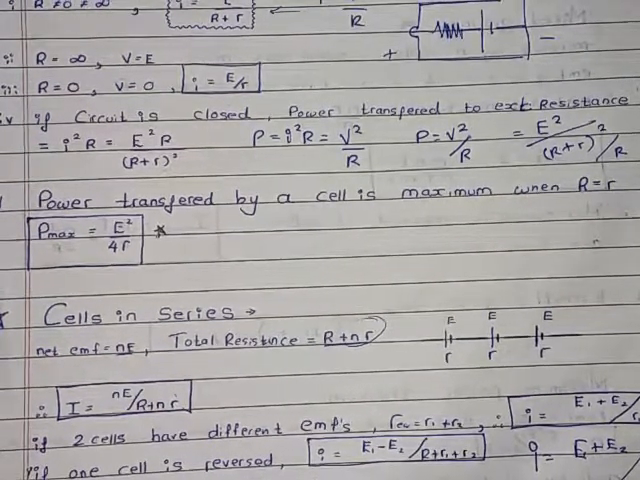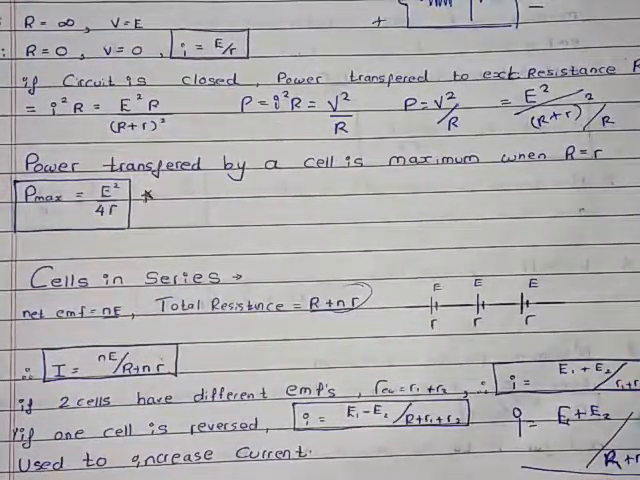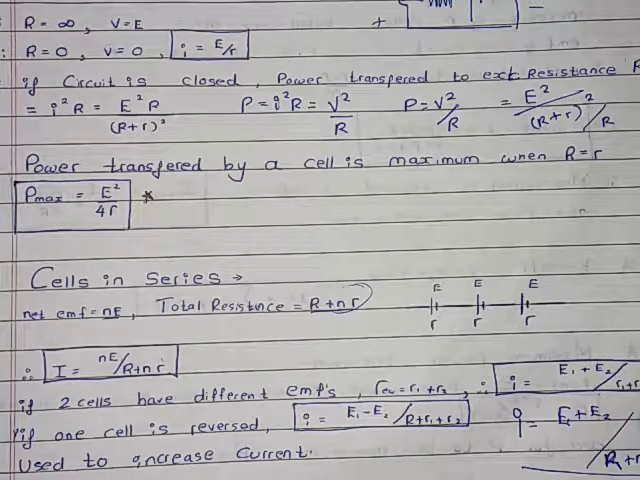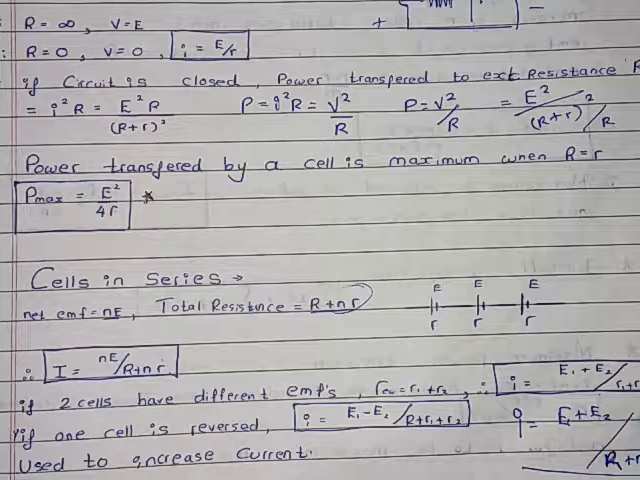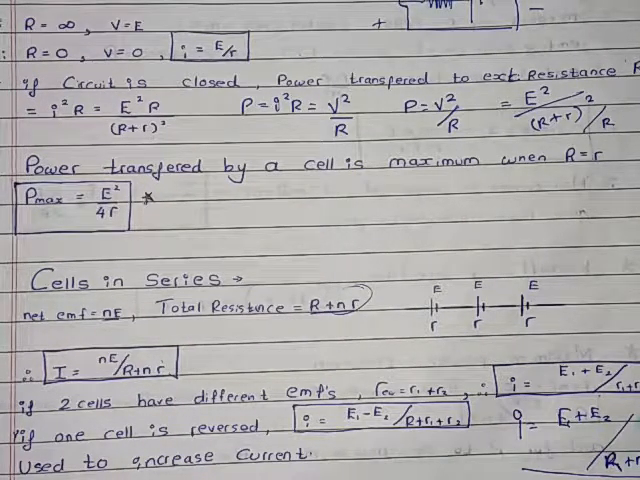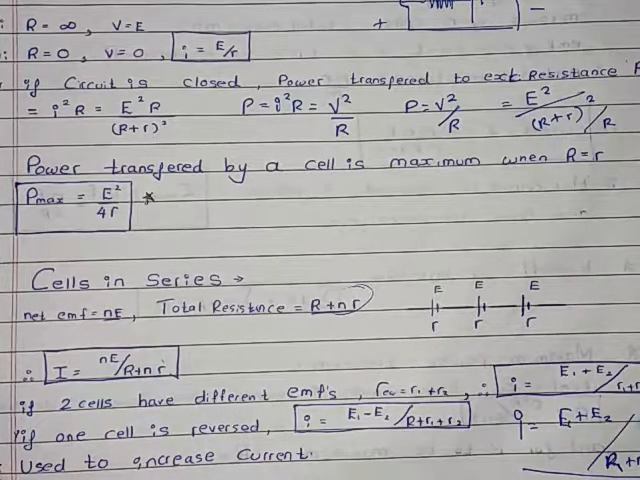And now let's get down to the connections of the cells, that is cells in series first. Whenever the cells are in series, you can see the diagram right here. Net electromotive force equals nE, where n is the number of cells, and total resistance is R plus nr, that is the product of the total number of cells and the internal resistance. Now current is V by R, that is nE upon R plus nr. As we know these two, we can just calculate the current.